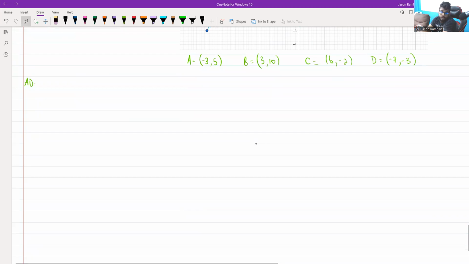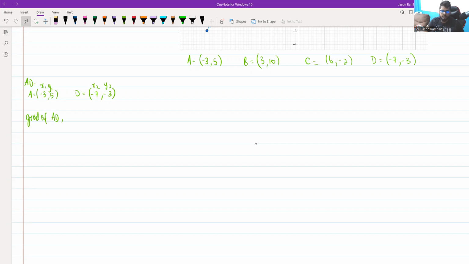So AD. I'll write down A, I'll write down D. A is minus 3, 5, and D is minus 7, minus 3. I'll call this my x1 and y1, and this my x2 and y2. To get the equation, I need the gradient. So, gradient of AD. Now, I'm going to start introducing a little more terminology in the questions, and I want you all to get familiar with it.